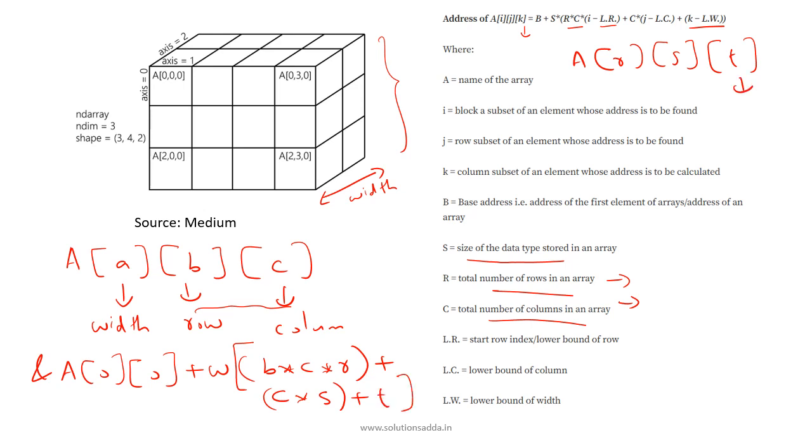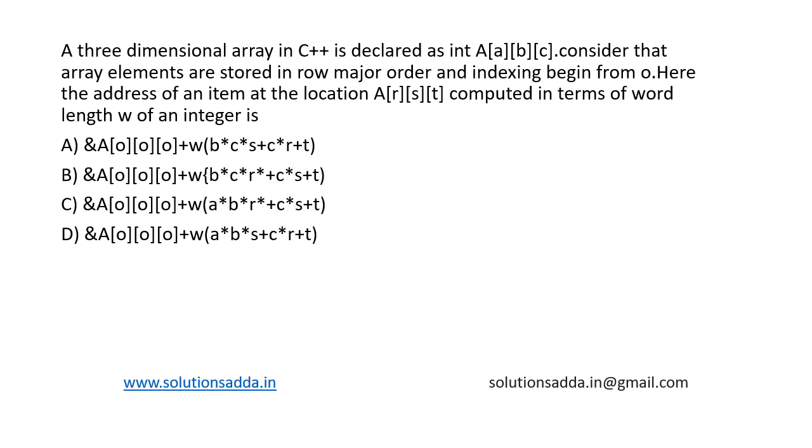So this is the basic formula. This is the base address, this is the size of the word, and this represents the rest of the formula. Now let's see which option matches this. From the options, we can say that option B is the correct answer here.